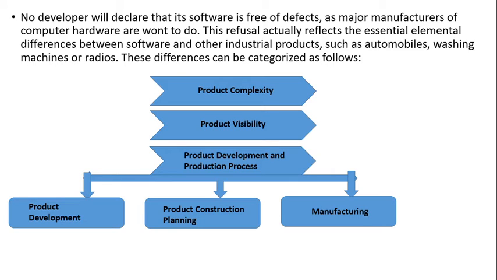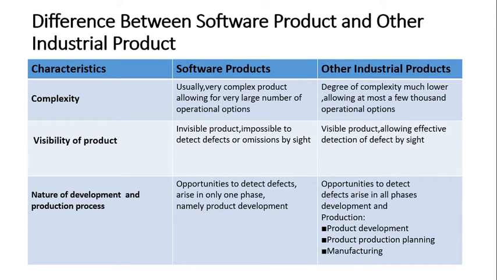There is a difference between other industrial products and software products. Classifications are on the basis of the complexity, visibility of a product, and the nature of the development and production process. Software products are usually very complex, allowing for a very large number of operational options. But for other industrial products, the degree of complexity is much lower, allowing at most a few thousand operational options.